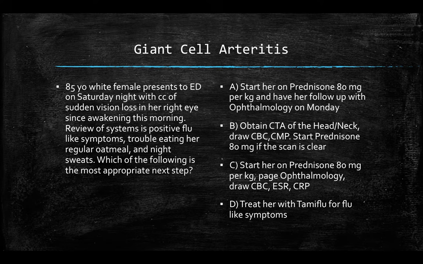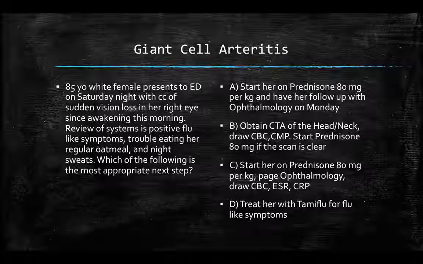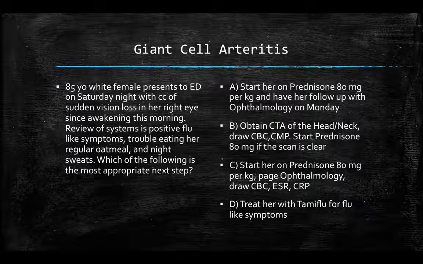So giant cell arteritis, let's start things off with a little bit of a question. You're told about an 85-year-old white female who comes to the emergency department on Saturday night with the chief complaint of sudden vision loss in her right eye since awakening earlier in the morning. On review of symptoms, she endorses positive flu-like symptoms, some trouble with eating a regular oatmeal, and night sweats. Which of the following options is the next most appropriate step?